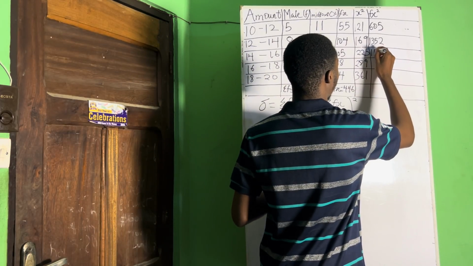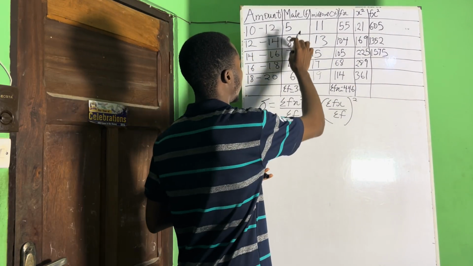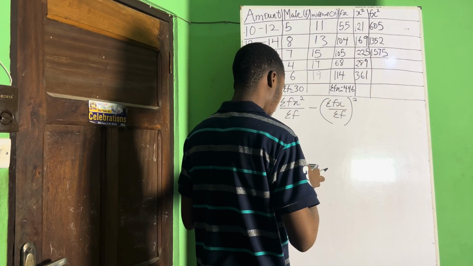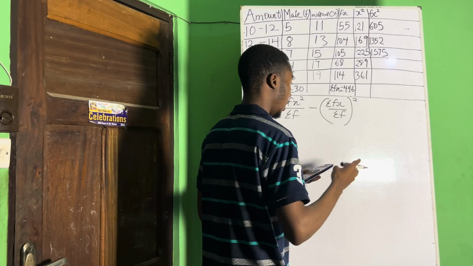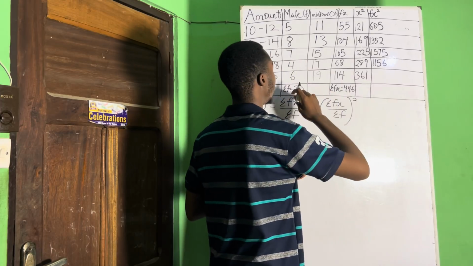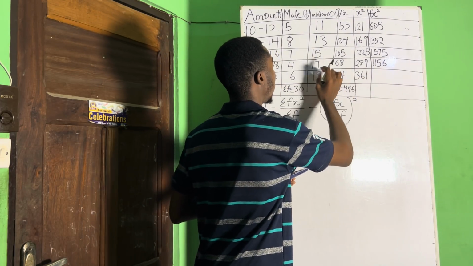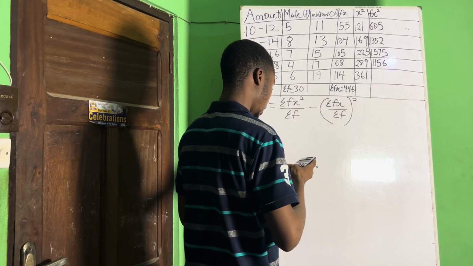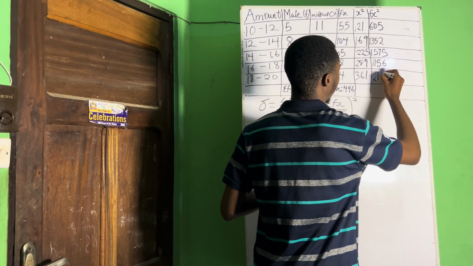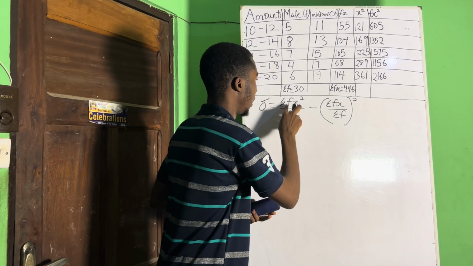Then we have our next f to be 4 and our x squared to be 289. So 4 times 289, we are getting 1156. Then lastly, our last f is 6 and our last x squared is 361. So 6 times 361, I'm getting 2166. So we are done with our fx squared, which is what you see here.